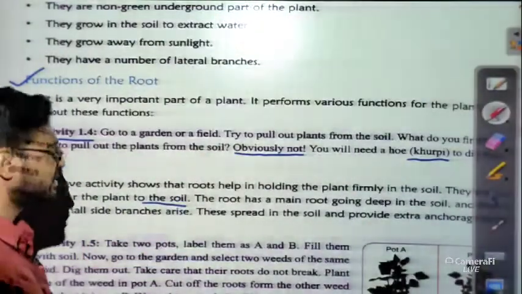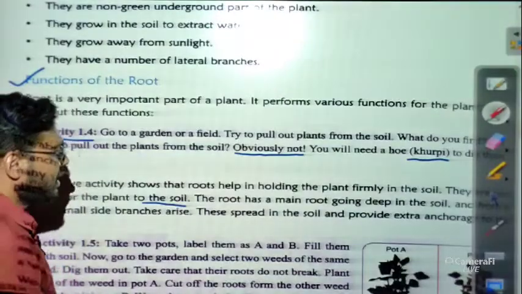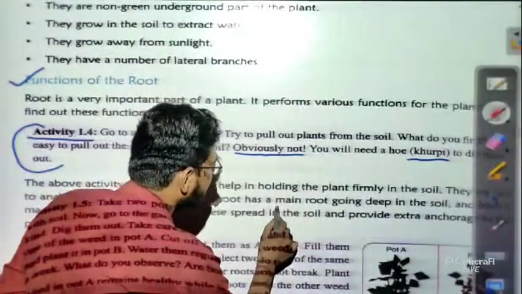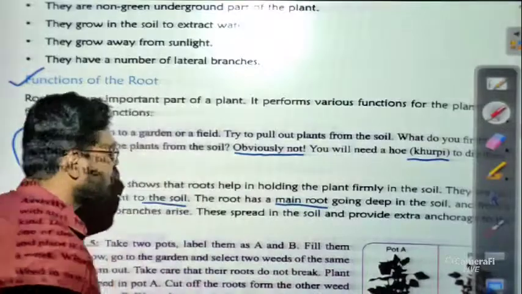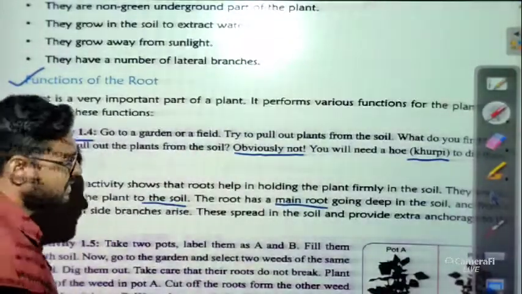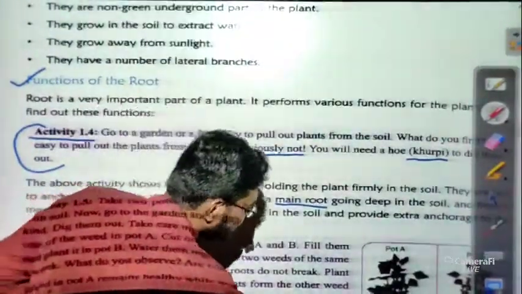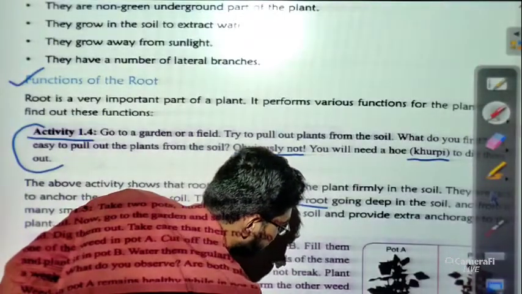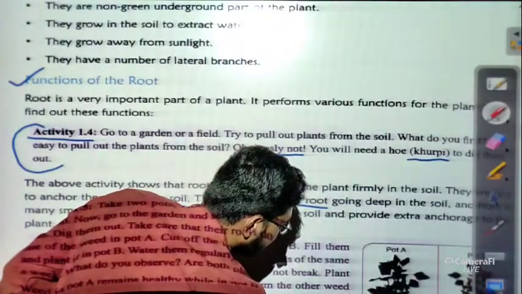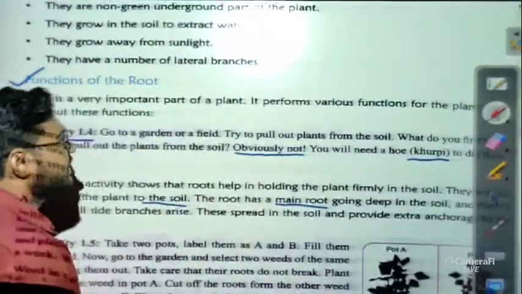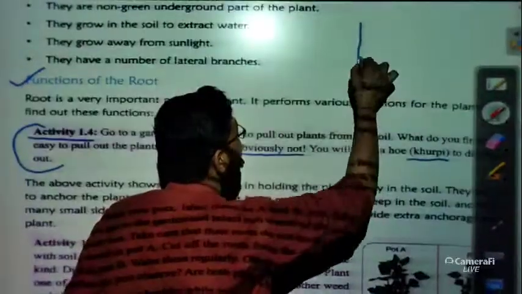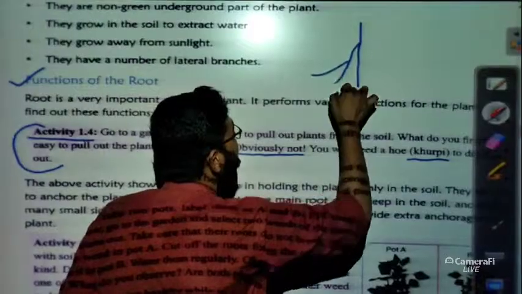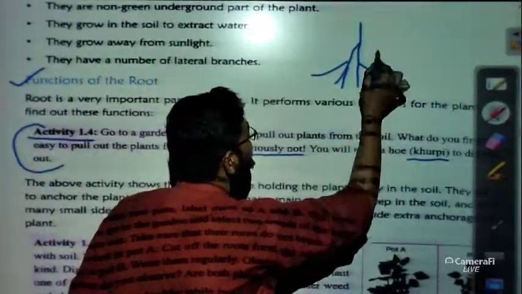Basically they just grab or hold the soil, and a root has a main root. Yesterday we discussed this, and in the picture you can see that if this is the root, it has a main root like this, and then there are plenty of sub roots like this.